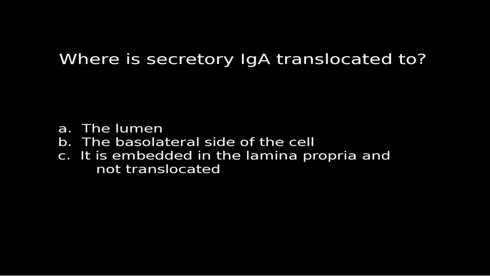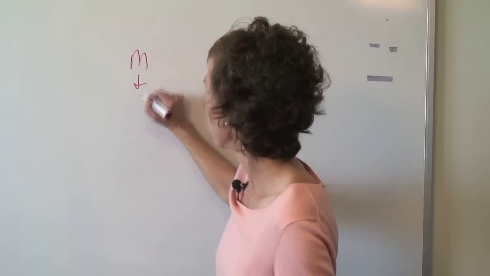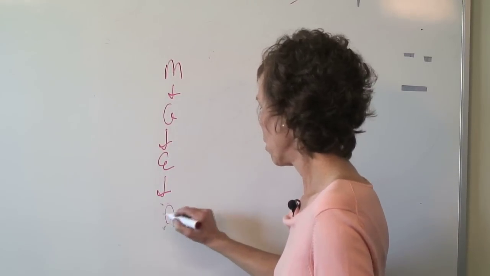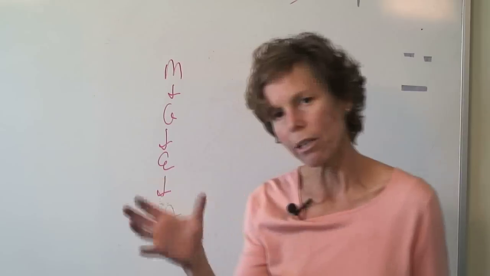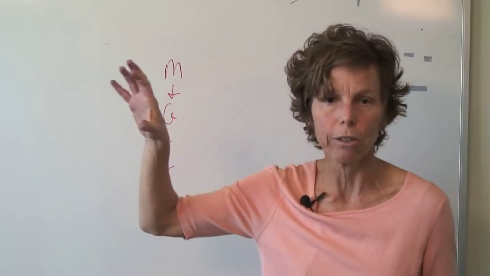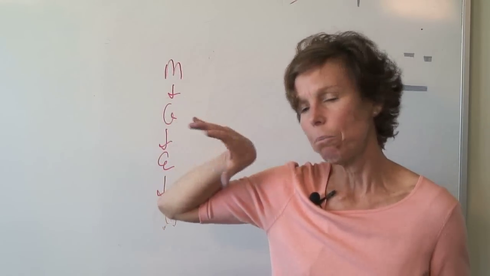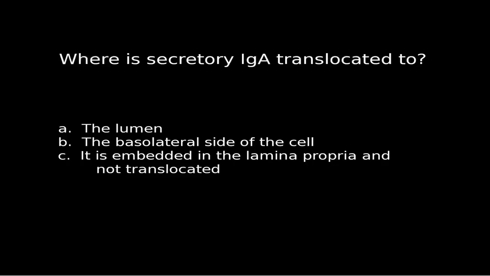Number 3 is, where is secretory IgA located? All right, so we talked about isotype switching, how it happens, and we talked about M and G and E and A, okay? Let me just give a word about IgA. We talked about the fact that it's like an immunopaint, the secretory piece of it, and it's going to paint your mucosal surfaces. It's going to paint the lumen, for example, of your gut, so that's where it's going to be. So the answer would be A, the lumen. It's not in the lamina propria, it's not on the basolateral side of the cell, it's the immunopaint.